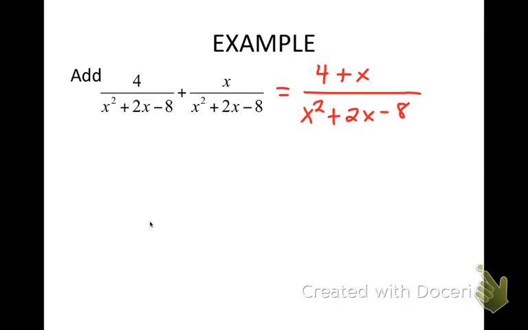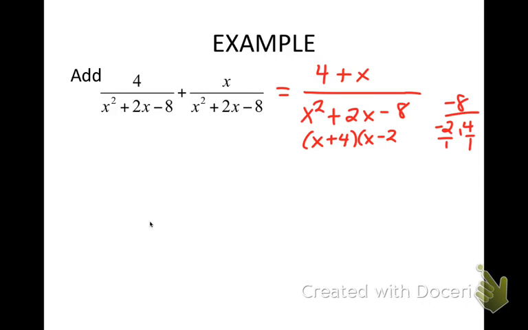Adding my numerators gets me 4 plus x. Now I want to make sure I can simplify it further. So let's factor this. What are factors of negative 8 that get us to 2? Negative 2 and positive 4. My leading coefficient is 1, so that goes to x plus 4.